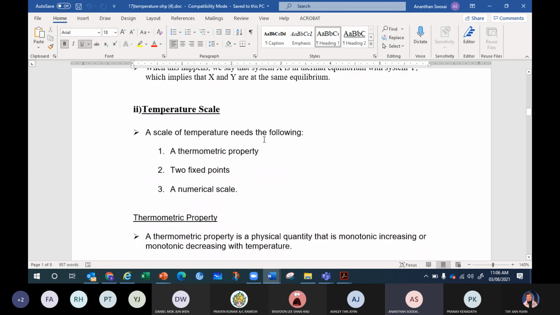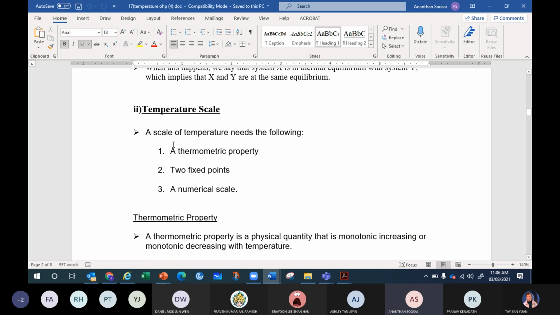So, temperature scale: how do you create a temperature scale? These are the three steps. You need to find a thermometric property which varies monotonically with temperature. Then two fixed points are used to calibrate, to measure the thermometric property. Then we create a numerical scale. These are the three things they will ask, very important. What are the steps to create a temperature scale?